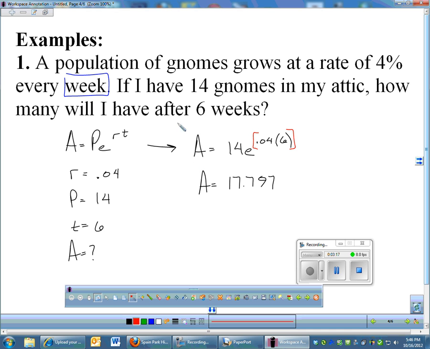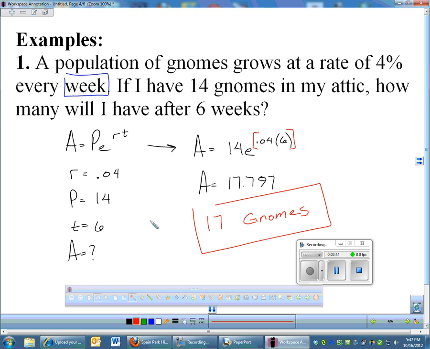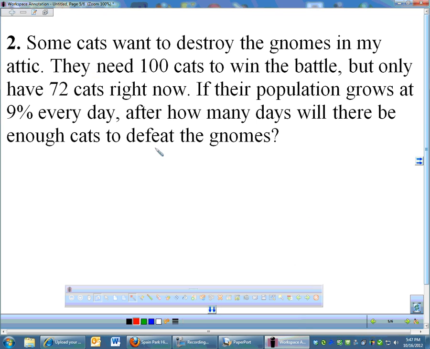Now, remember, we're dealing with living things here. We are probably not going to have a part of a gnome in my attic. You're either going to have one or you're not going to have one. So what's happening here is our gnomes are in the process of producing that 18th gnome. We don't have one yet, so we will always round down on these problems when we are dealing with living organisms. So we will have 17 gnomes at the end of 6 weeks. So there we go. Now let's try another one.